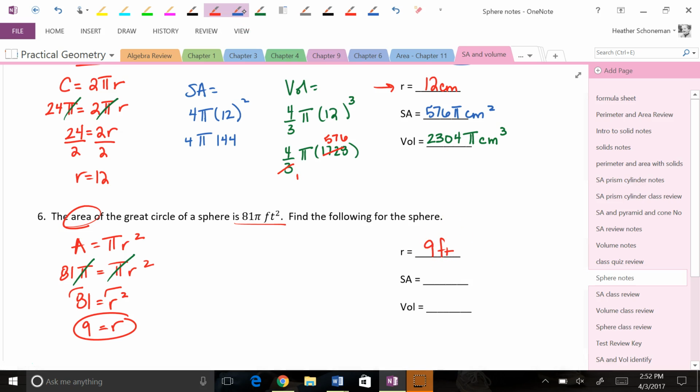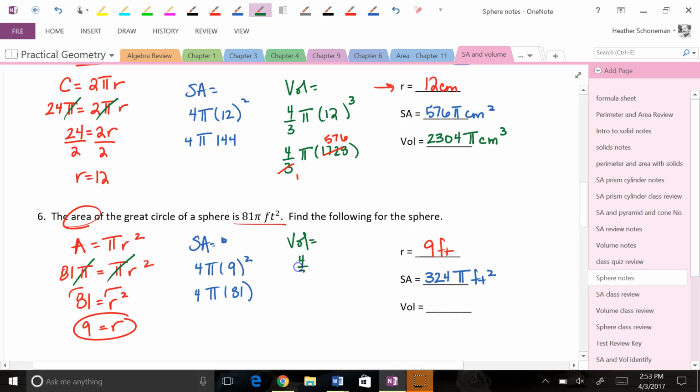Now that we know that, we're going to find surface area and volume. So surface area is going to be 4 pi times the radius squared. That gives us 4 pi times 81. So 4 times 81 is 324. So we get 324 pi feet squared because it's surface area.